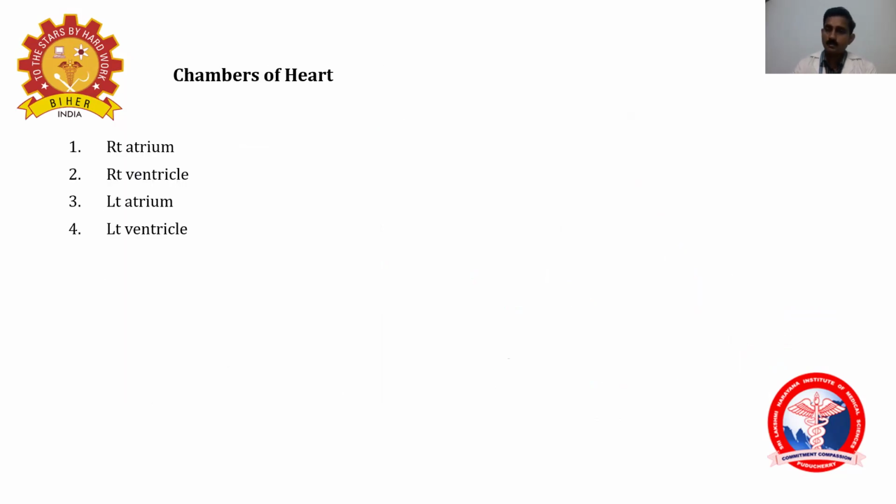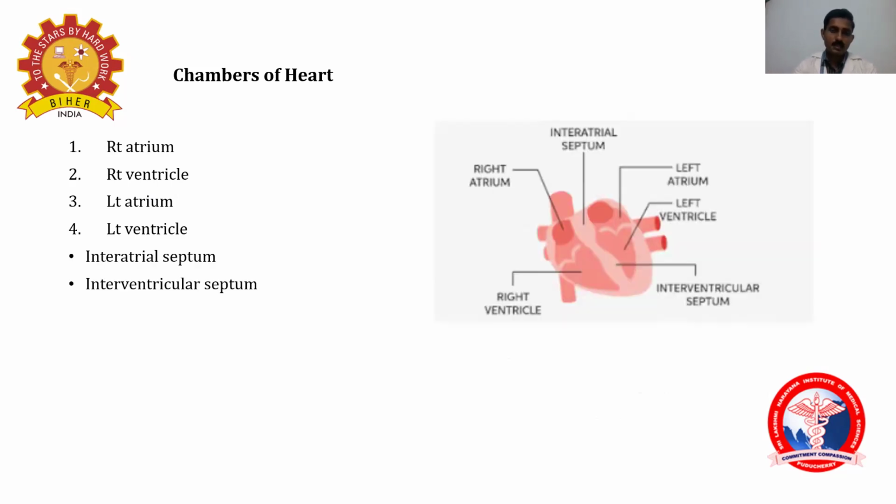Now, what are the main chambers of the heart? We already know that we have a right atrium, left atrium, right ventricle, and left ventricle. What do you mean by interatrial septum? What is interventricular septum? The name says it. Between the right atrium and the left atrium, there is a septum that is called the interatrial septum. Between the right ventricle and left ventricle, the septum is called the interventricular septum.